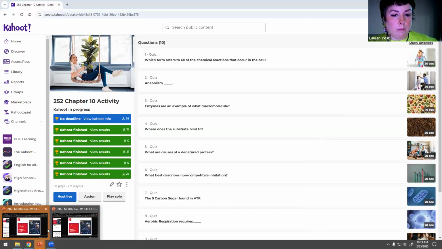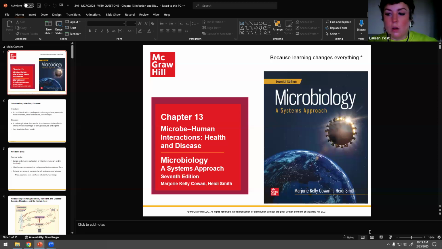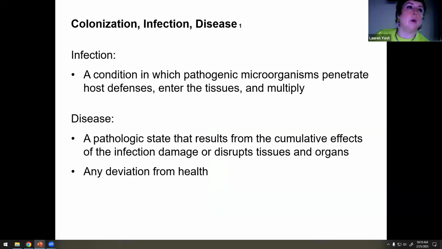Chapter 13, we're going to talk about infection and disease. We know an infection is any time we have the establishment of microorganisms in the tissues or inside the host somewhere, and they're multiplying there. You can have an infection without having disease. Anytime you have microbes growing somewhere they normally shouldn't be, that's infection. Disease is any time we have a deviation from health. Once we have a pathological state associated with it, so we start having signs and symptoms, that's disease.